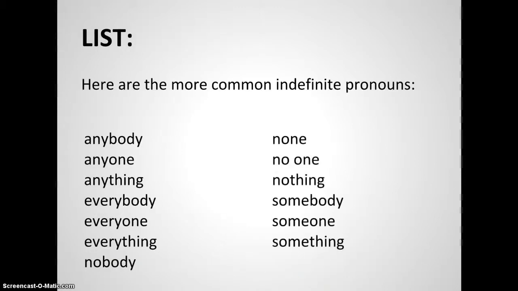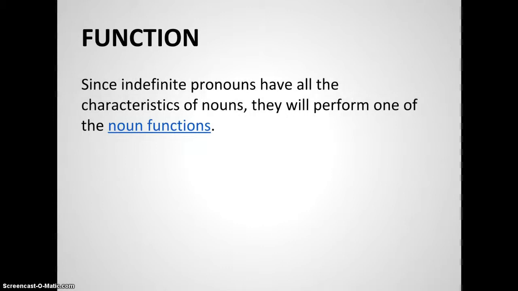Some of the more common indefinite pronouns that you'll see in literature today are these right here: anybody, anyone, anything, and so on and so forth. These are pronouns that are commonly used, but notice they make no specific reference. You would not know the antecedent of any of these pronouns unless it was made more specific for you. So let's look at some of these.